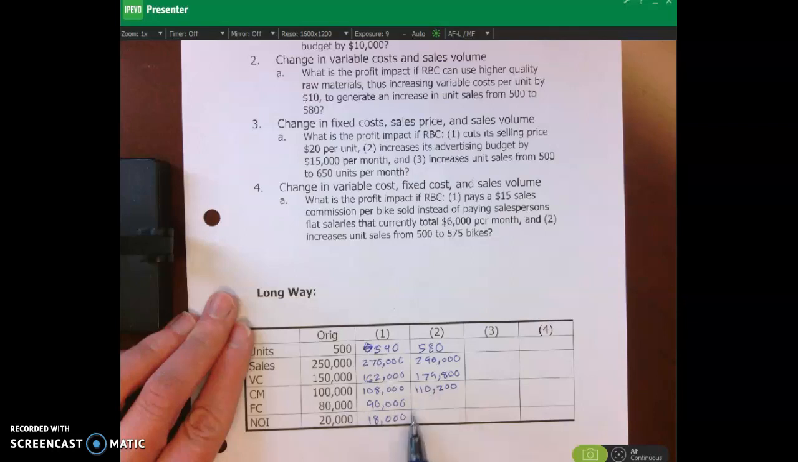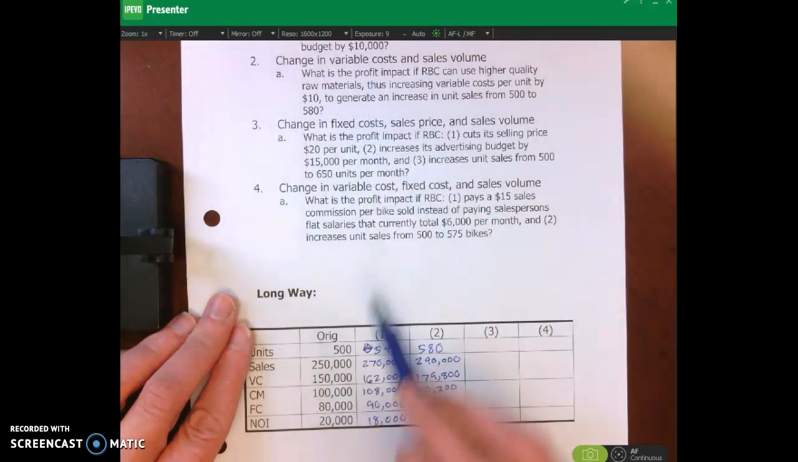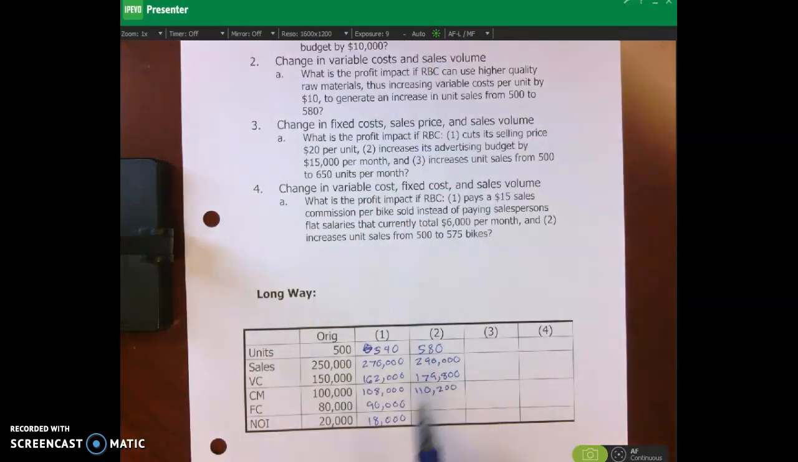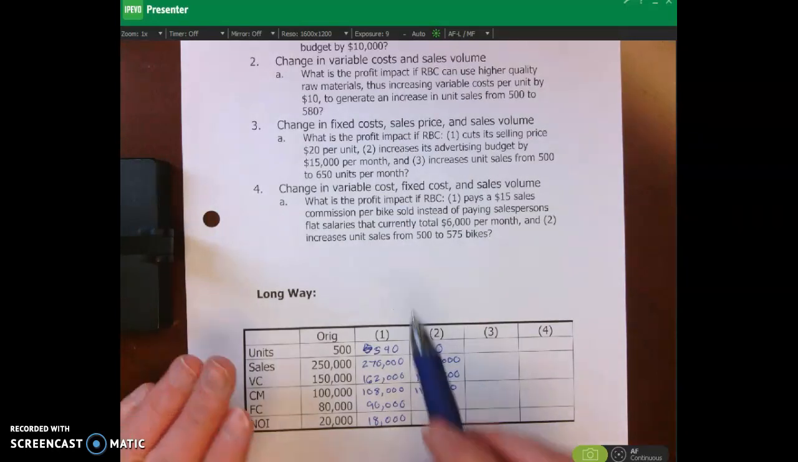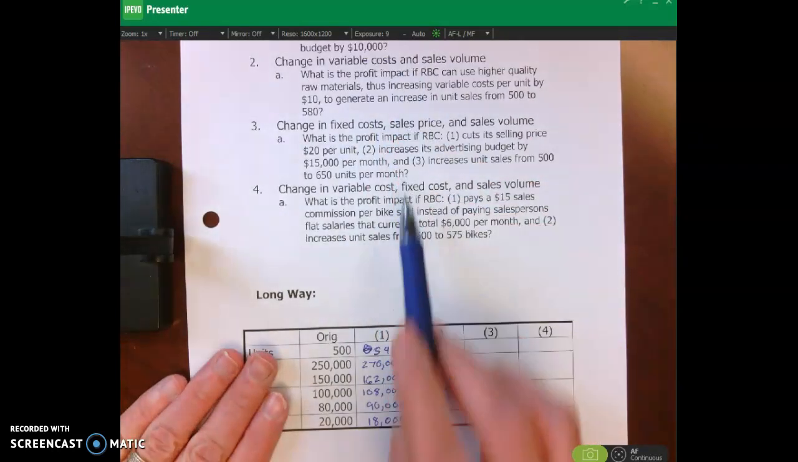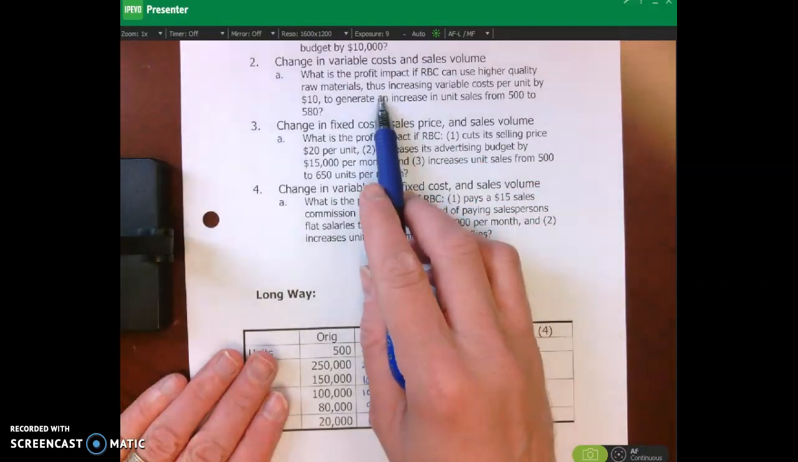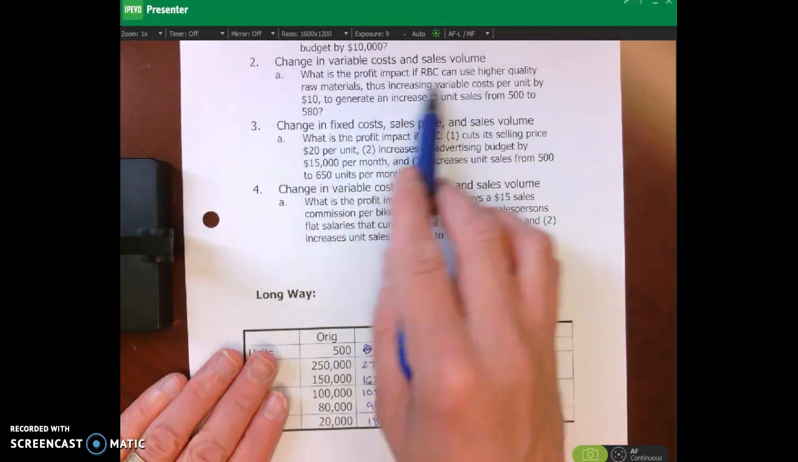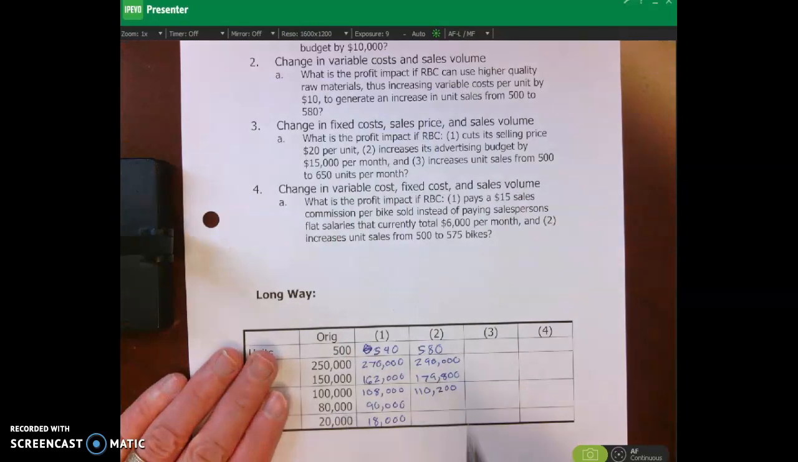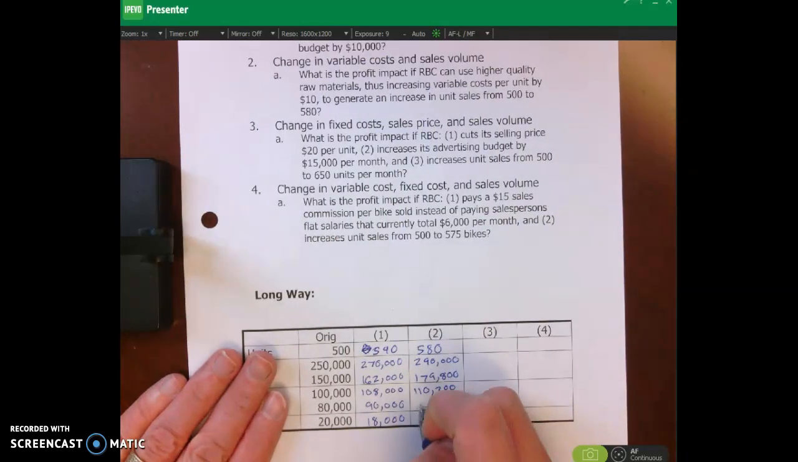Every time that we do this, we're comparing it against the baseline scenario. So we're not saying with number 2, because in the first one we increased advertising by 10,000, that fixed costs are still at 90,000. No, these are each independent scenarios. So if you look up here, there's nothing with fixed costs changing. So they stay the same at $80,000.